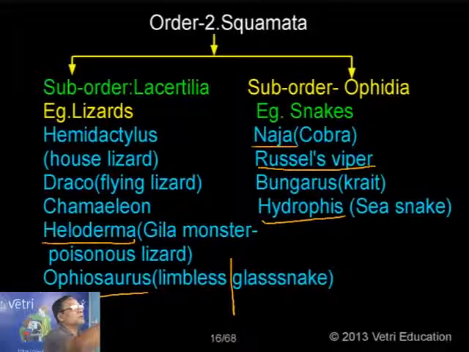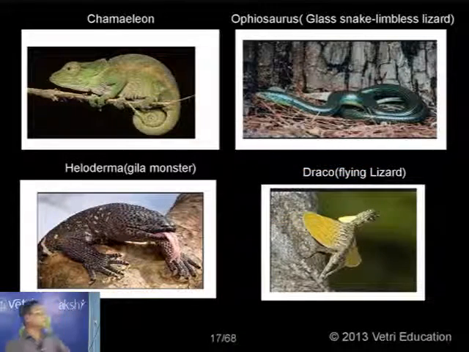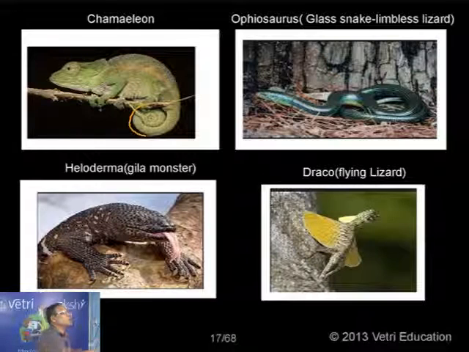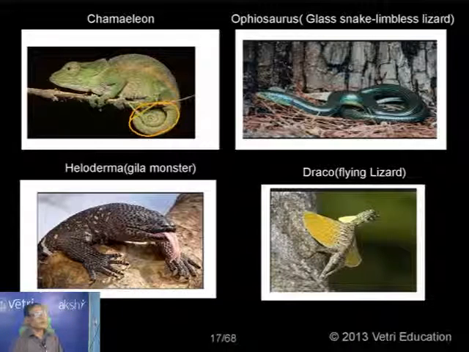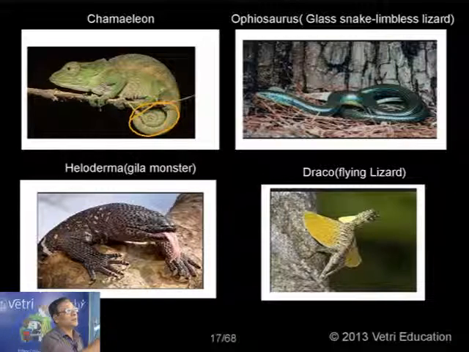Okay, let's see some more. Now here is a figure showing chameleon. See that one, its tail is highly coiled like a spring, an adaptation. I mentioned this Ophiosaurus, a glass snake, a nickname, a limbless lizard. You see that one is shiny in nature, that is why the name is given. And I also mentioned why it is included under Lacertilia. Now this is the poisonous lizard, Gila monster, Heloderma. This is the only poisonous lizard.